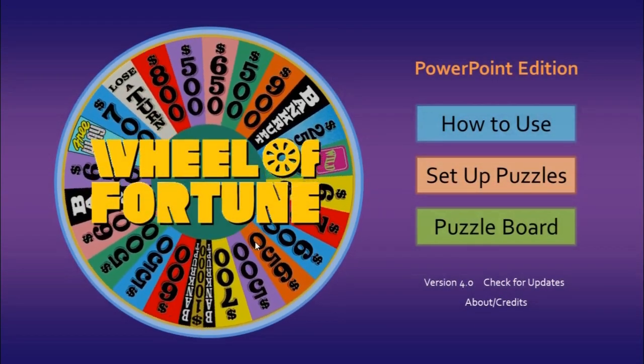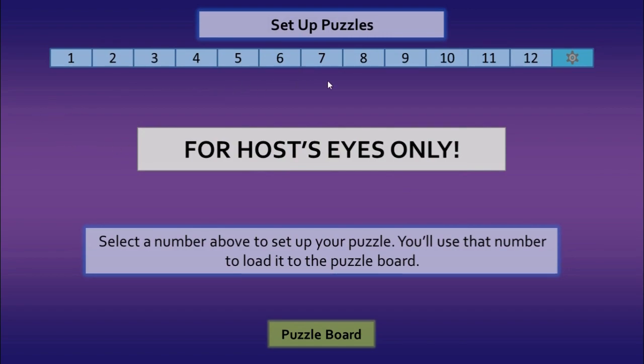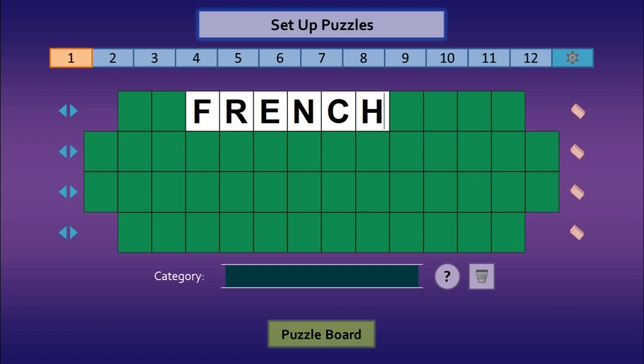Before you begin your game, you'll need to set up puzzles. Here, you'll see that there are 12 puzzle slots. To create a puzzle, click on one of these numbers, and then use the editor to just type in your puzzle. If you're using PowerPoint for Mac, you use input boxes here to achieve the same effect.